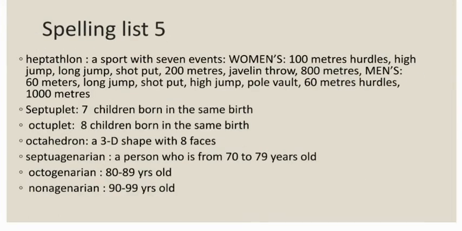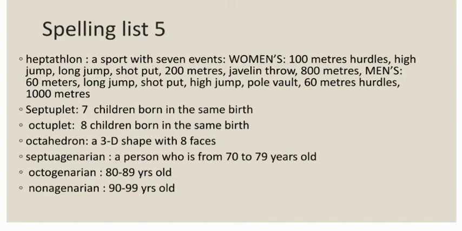Heptathlon, a sport with 7 events. Women's have 100-meter hurdles, high jump, long jump, shot put, 200 meters, javelin throw, 800 meters, and the men's has 60 meters, long jump, shot put, high jump, pole vault, 60-meter hurdle, and 1,000-meter run or sprint. A septuplet, 7 children born in the same birth. Octuplet, 8 children born in the same birth. And octahedron, a 3D shape with 8 faces.